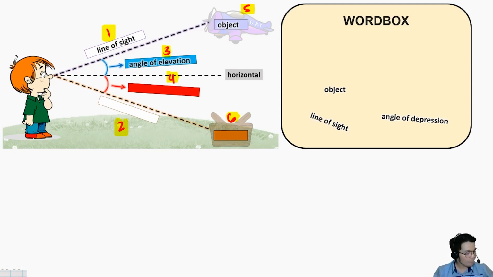Yes, Yonse. Number 4, angle of depression. Very good. So if number 3 is the angle of elevation, the angle formed by the horizontal line and the line below is our angle of depression. Yes, King. Number 6, object. Number 6 is an object. Very good, it is the object below our horizontal line.